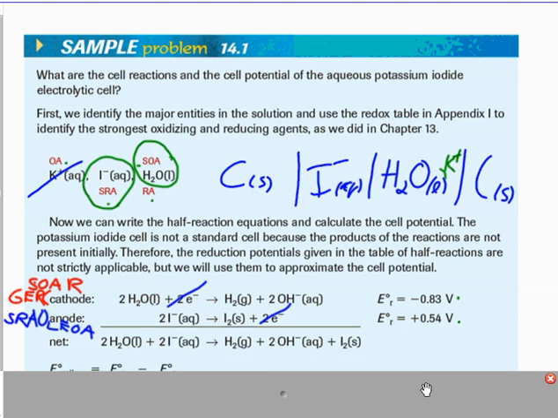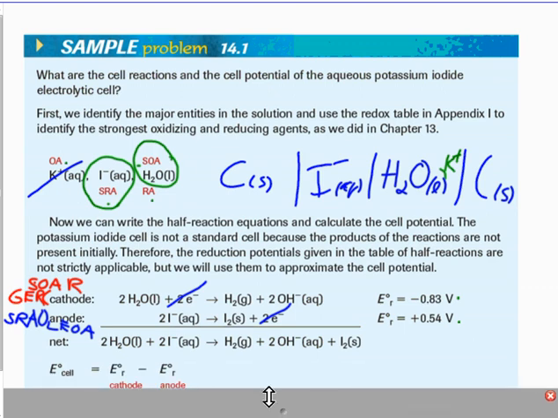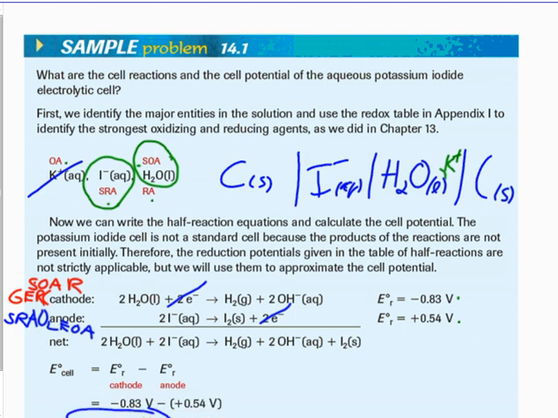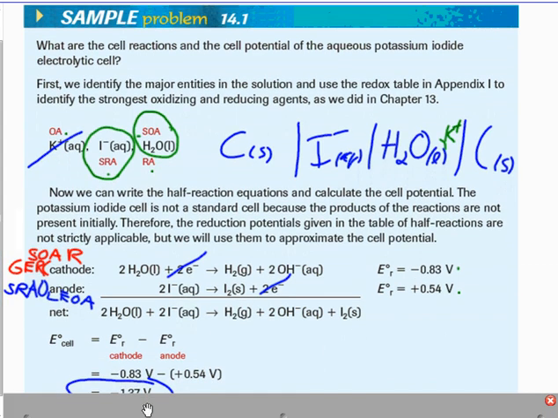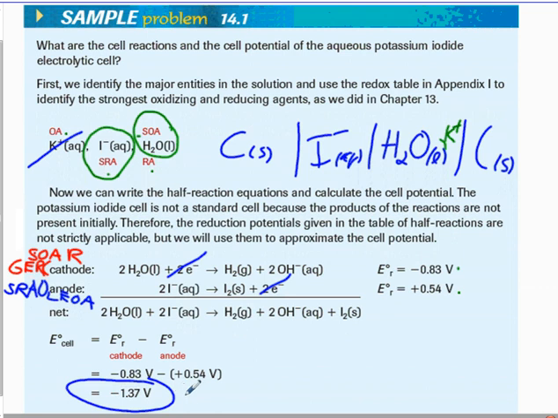So if we take the E cell value, remember it's always cathode minus anode, we get a value of negative 1.37. So the negative tells us that this is a non-spontaneous reaction.